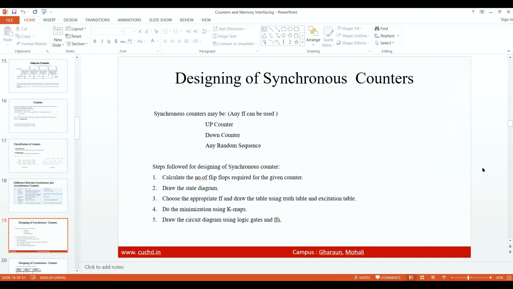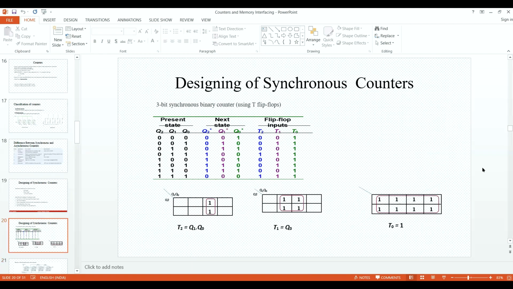If I talk about synchronous counters, you can see up counter, down counter, and random sequence. What is the algorithm? What are the steps we can follow? First of all, we have to calculate how many flip-flops we are going to use for a counter. Then draw the state diagram, choose the appropriate flip-flop, minimize, you can use a K-map also, and then draw the circuit diagram logic.